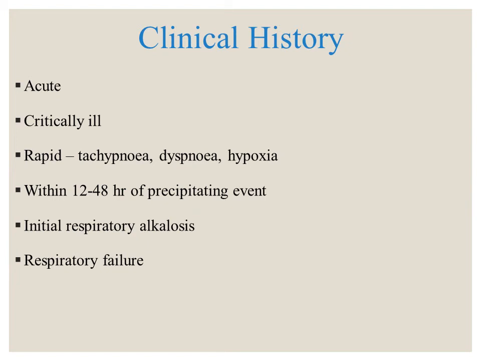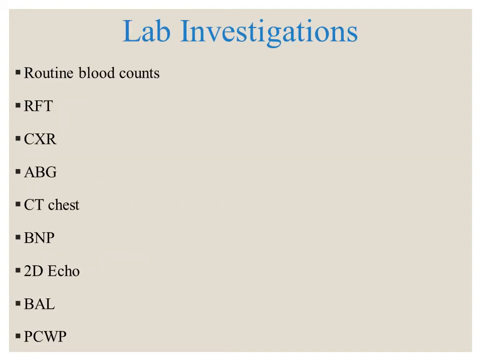So what is the clinical history of acute respiratory distress syndrome? The patient presents in acute stage critically ill with dyspnea, tachypnea, hypoxia, and initially there is respiratory alkalosis and ultimately respiratory failure. So what are the lab investigations? There should be routine blood counts, renal function tests, chest x-ray, arterial blood gases, CT chest, brain natriuretic peptide, echo, bronchoalveolar lavage, and the estimation of pulmonary capillary wedge pressure.